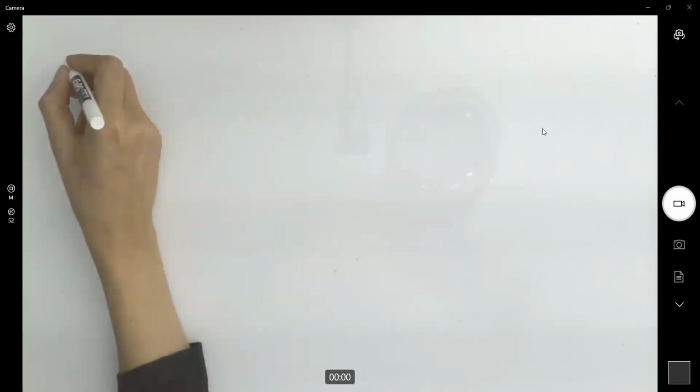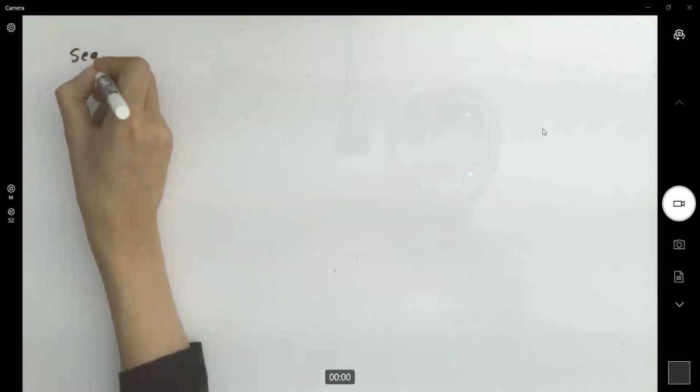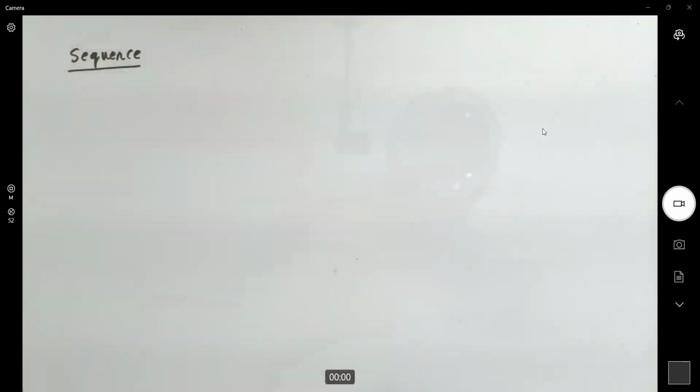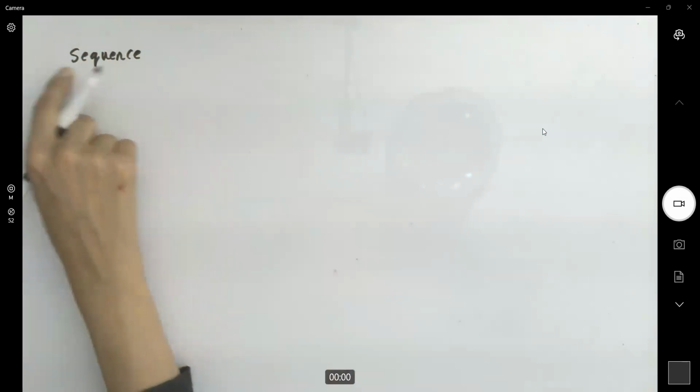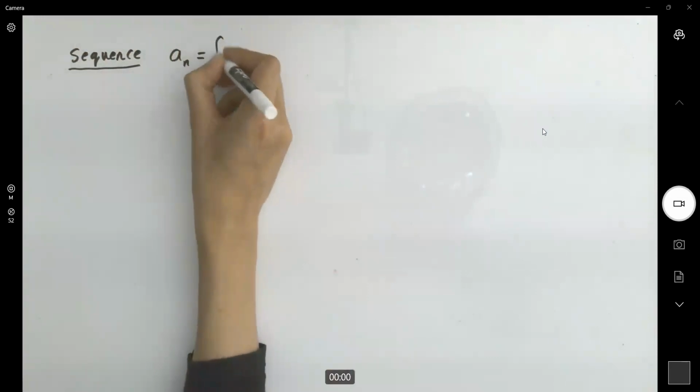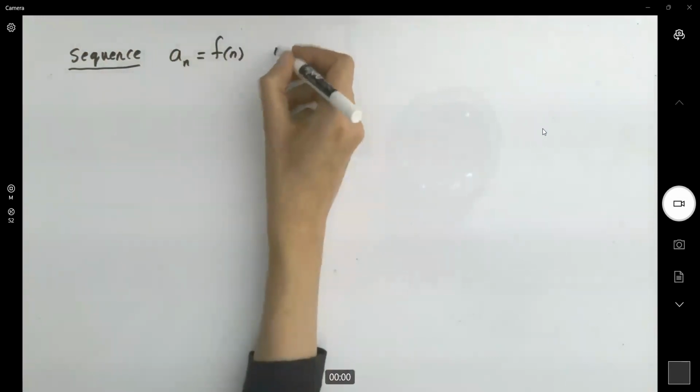Very good. So let us talk about series today. We started introducing sequences. And we said that a sequence is nothing but a function. We said that sequence A sub n equals f of n is a function.